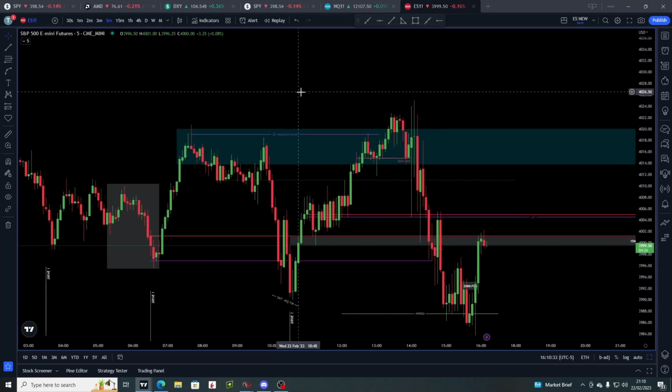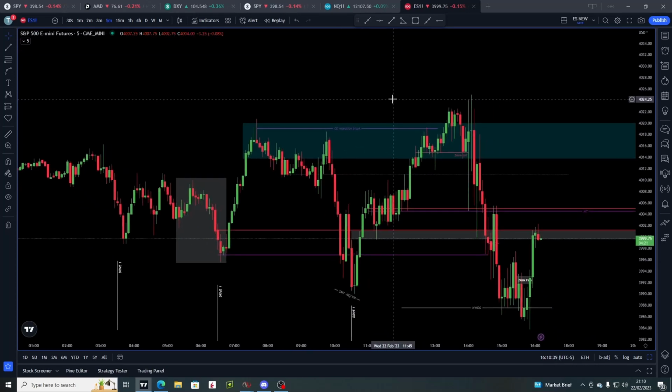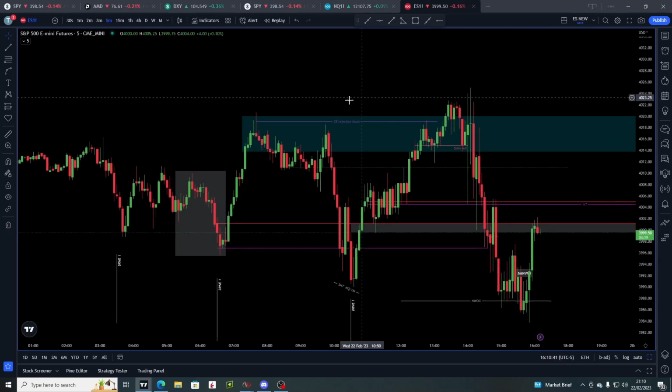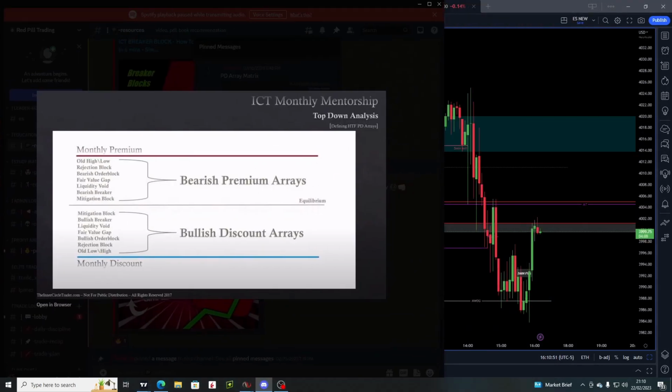So knowing where you are in the PD array is hugely important. It really is. And so once we've seen that price is unable to get through the breaker block, right? Once we've seen it's unable to get through the breaker block, where are we going to be running to? It's going to go back through this order and run back down to a discount. So then we're looking at bearish order blocks, fair value gaps, liquidity voids, mitigation blocks, right?